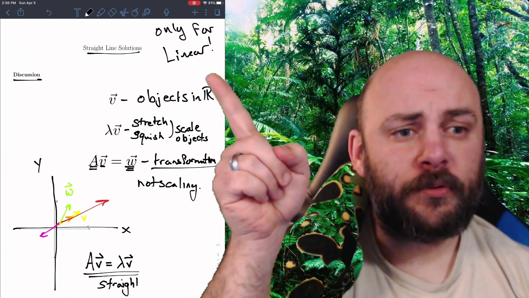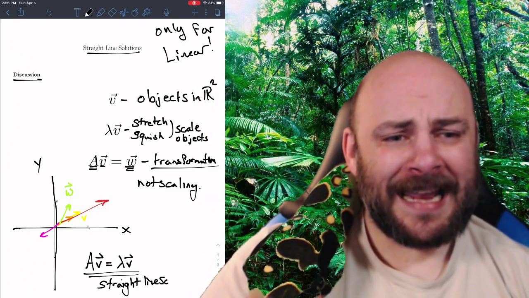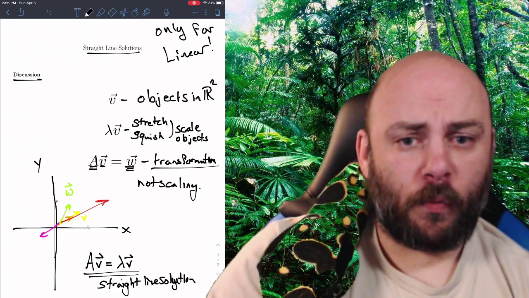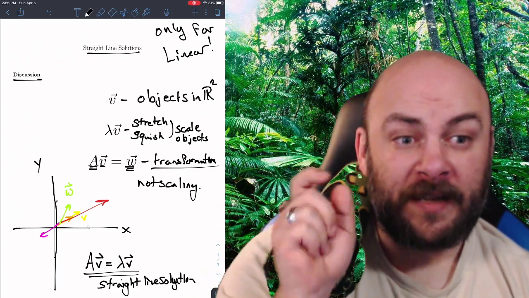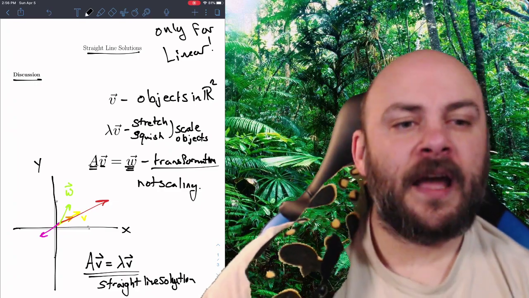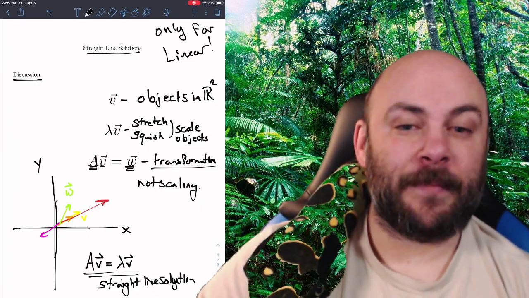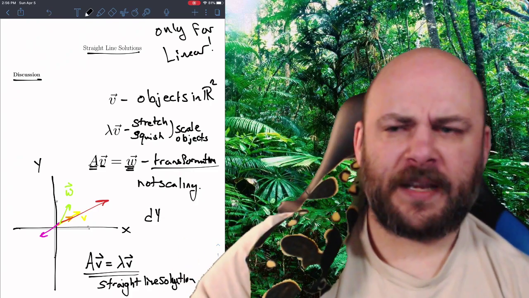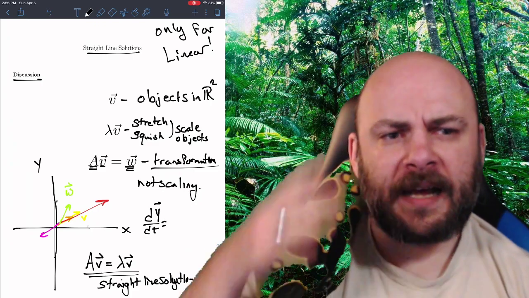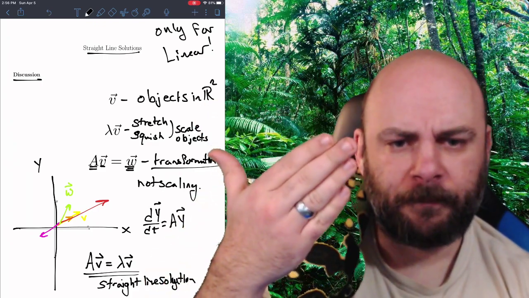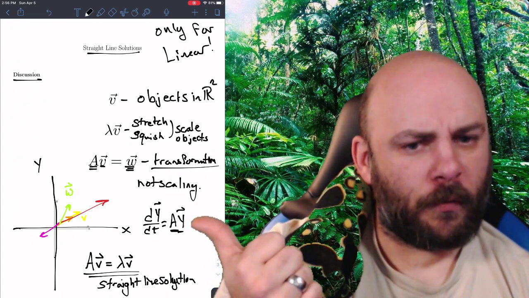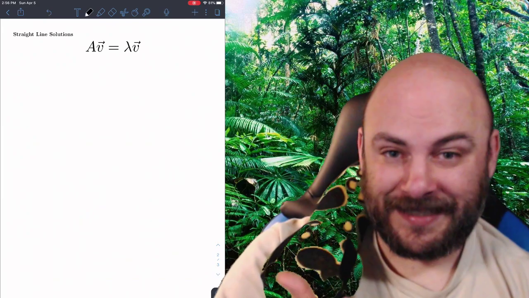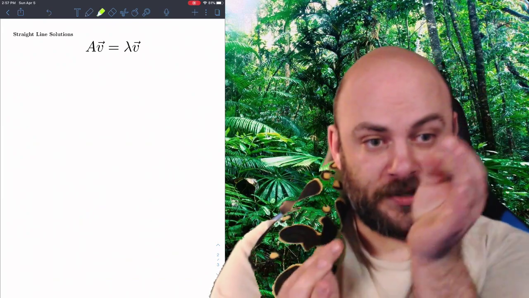And a straight line solution would be looking for when A times some vector is equivalent to lambda times some vector. Or when I'm doing a transformation in a particular direction v, that transformation is the exact same as scaling in that direction. To me, it's a very high level question. I want to transform something, and I want to know in what directions is that transformation the exact same thing as just stretching or squishing.